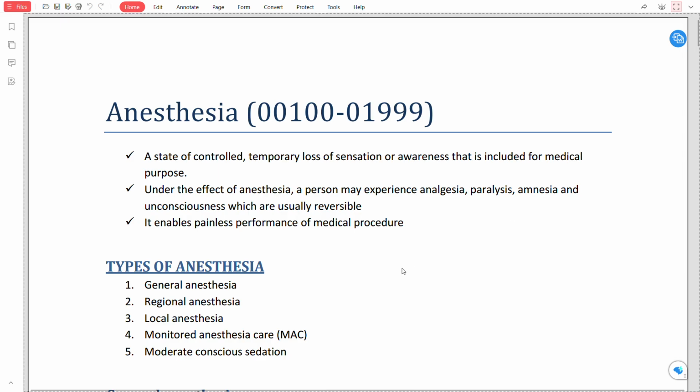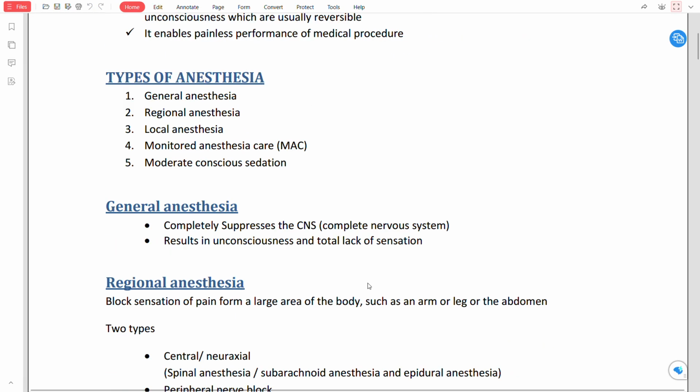So, types of anesthesia. There are 5 types: general anesthesia, regional anesthesia, local anesthesia, monitored anesthesia care (MAC), and moderate conscious anesthesia. So what is general anesthesia? General anesthesia completely suppresses the CNS, the complete nervous system, resulting in unconsciousness and total lack of sensation. A patient who has taken general anesthesia is in an unconscious state with total lack of sensation. Clear?